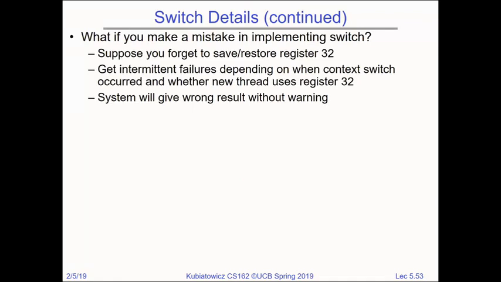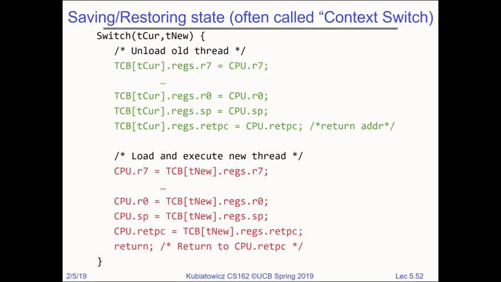Interesting questions. What if you make a mistake in implementing switch? Suppose you forgot to save and restore register 32. You're going to get weird intermittent failures, where only when you switched does the fact that register 32 was wrong cause a problem. Maybe register 32 is not always in use, so you don't always notice it, and you get the wrong result very intermittently, and it's very hard to debug. So of all the routines in your kernel, this is the one that absolutely has to be correct, because if there's anything wrong with it, you're going to get weird, non-debuggable problems. This is really bad.